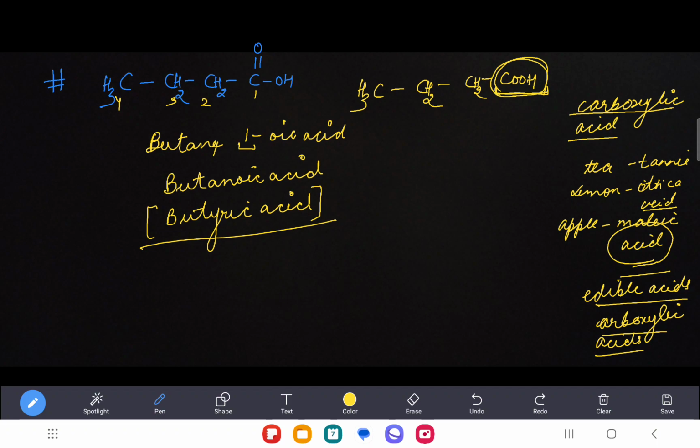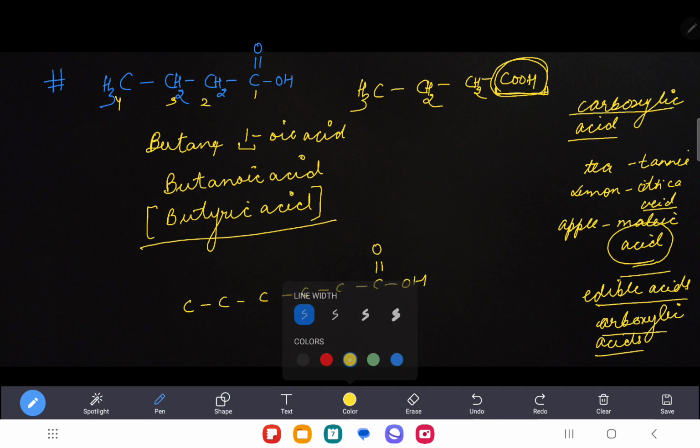Understood or not? Now, for example, if I have this structure, COOH remains COOH. One second. You switch on the video? No, I had my video on. Yes, yes. Fine.